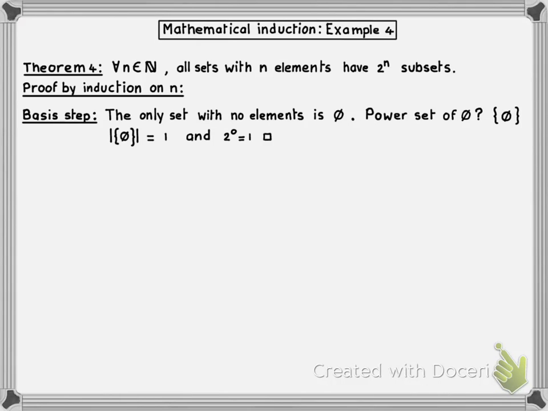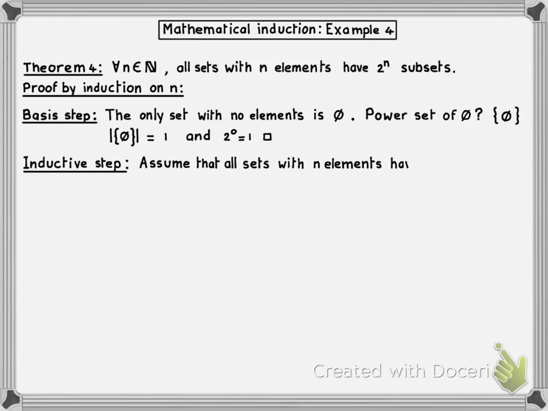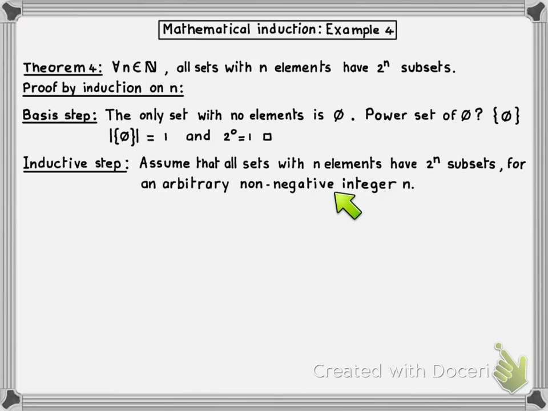Now let's turn our attention to the second subproof, the inductive step. This is where we assume that P of n holds for an arbitrary integer, and then we infer P of n plus 1. So let's assume P of n. In other words, assume that all sets with n elements have 2 to the power n subsets, where n is an arbitrary non-negative integer. Again, you must make sure to include 0 here because 0 is included in the domain for n in the theorem.